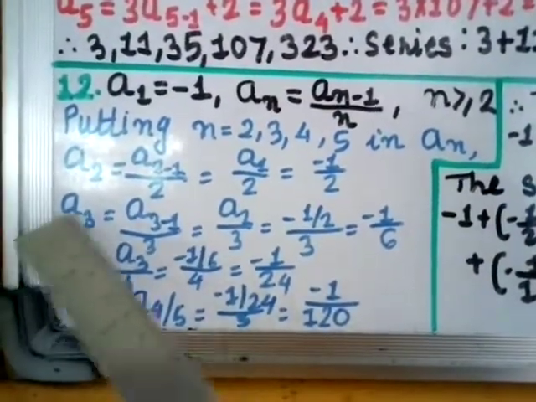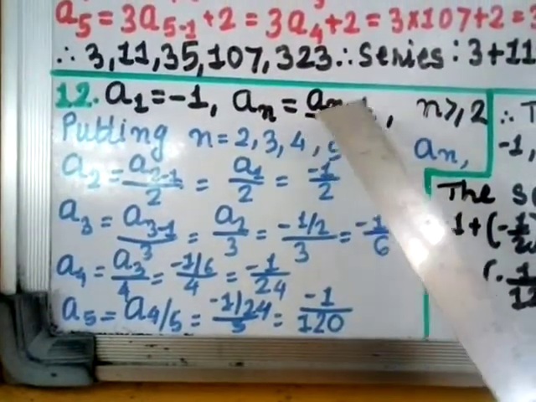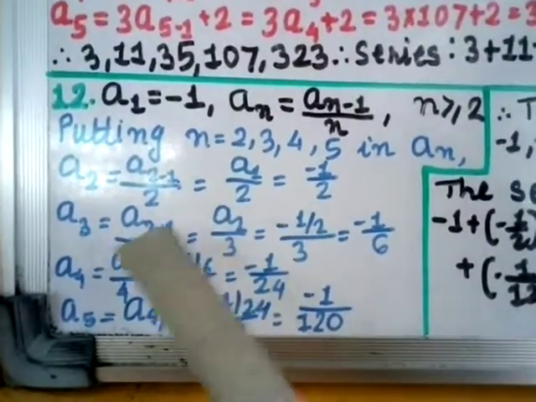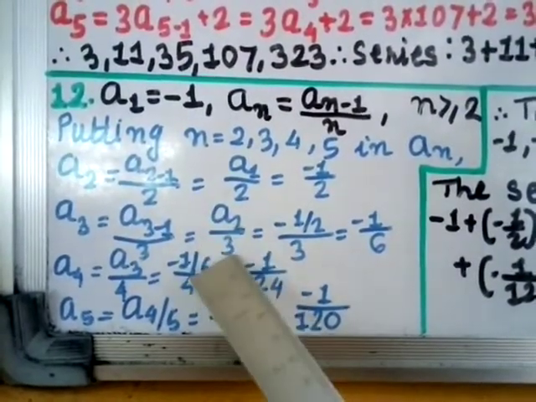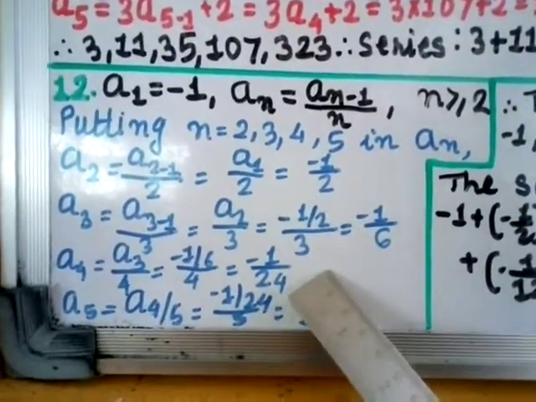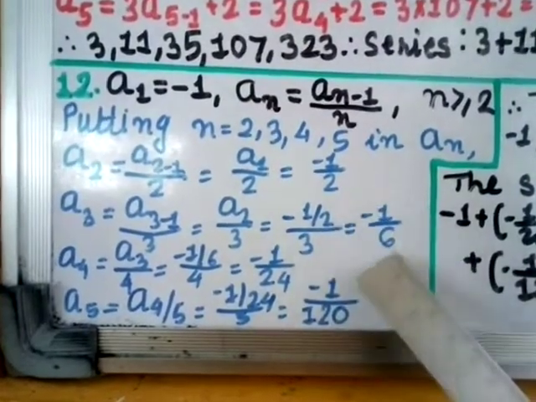Put n equal to 3. So a3 equal to a(n minus 1), that is 3 minus 1, divided by n, that is 3, equal to a(3 minus 1) is a2 divided by 3, equal to this a2 value we found here, minus 1 by 2 divided by 3. This 2 will come in the denominator and multiply with 3, so we get here equal to minus 1 by 6.